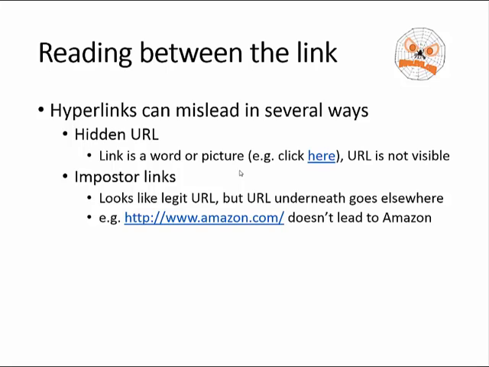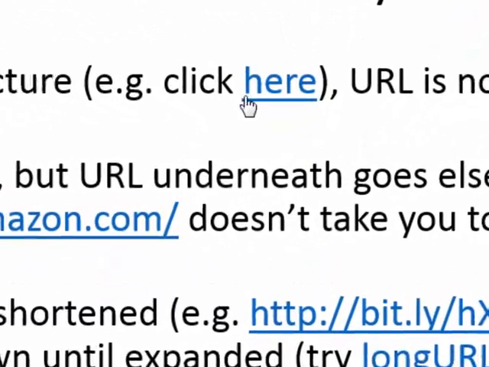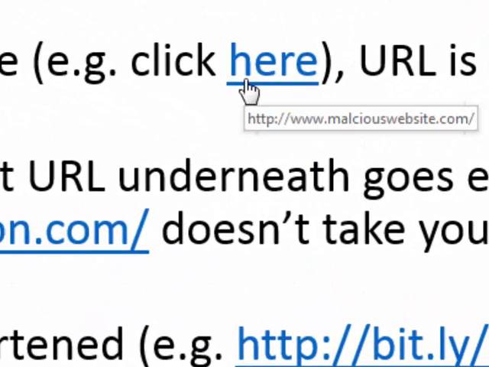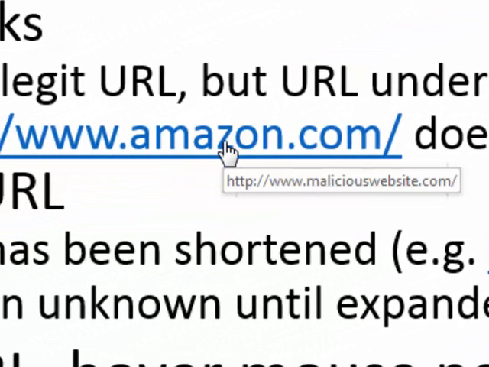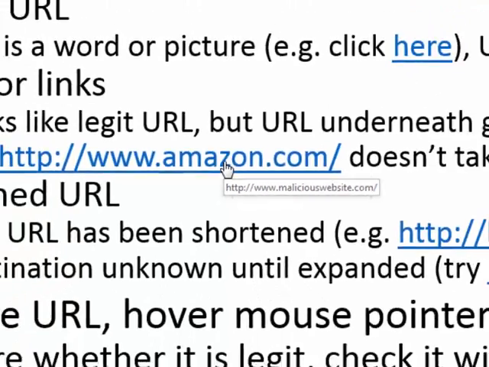Second thing is an imposter link. So this looks like a full link because it has the HTTP in it, but underneath that supposed URL is a different URL. So if I put my cursor over the word here, for example, I see that this link goes to www.maliciouswebsite.com. And this link that looks like it goes to Amazon goes to the same malicious website.